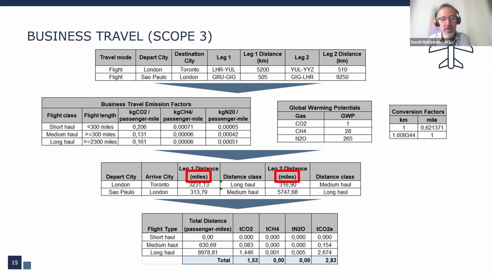For short haul, there's none. For medium haul, there is 630 miles. And for long haul, 8,978 miles. And using the emissions factor and the global warming potentials, we come to a total of 2.83 tons, which seems suspiciously low, I have to be honest.